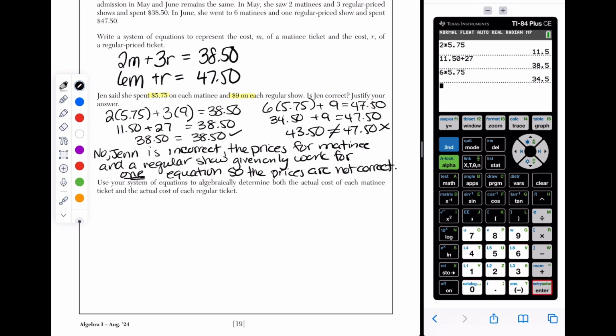And in this case, they're telling us to do it algebraically. We can choose whatever strategy we want. They're not giving us a graph, so we can't do it graphically. So we can use either substitution or elimination.